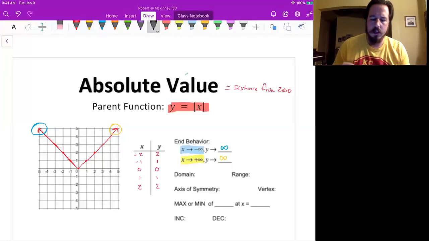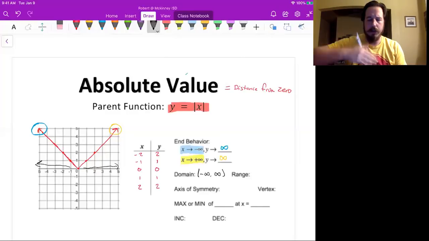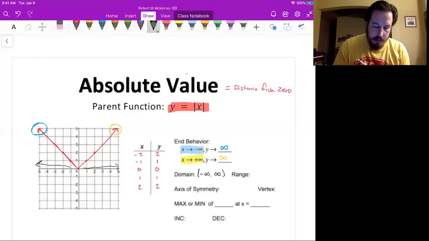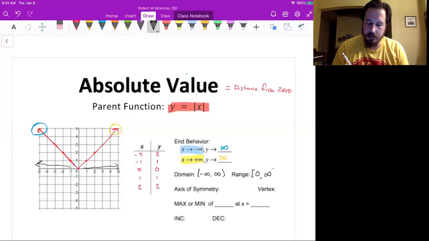The domain for our parent function is, well, how far to the left can this go? Well, this arrow there just tells me it's going to go that way forever. How far to the right can it go? Well, that arrow there tells me it's going to go right forever. So it is negative infinity to positive infinity. My range is the lowest it ever goes down to, which is here at 0. And it goes up to positive infinity.